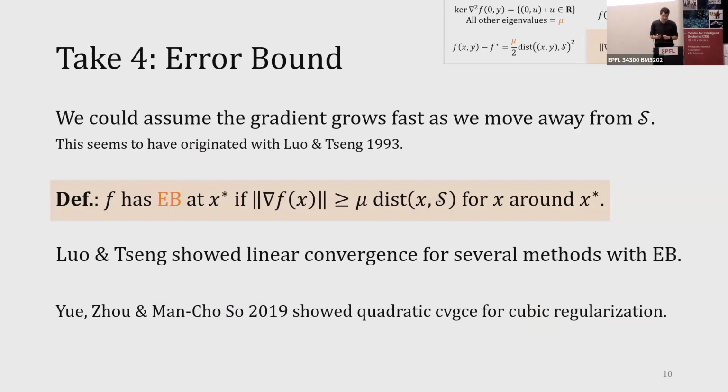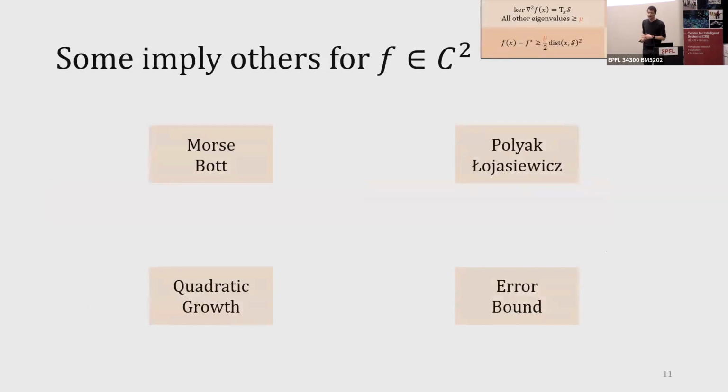All right. Okay, so you have these four conditions. And they're all different, but they also all kind of look the same. And you might wonder, how are they related? There's a number of answers that have been provided. There's one thing that is easy to see if you just sit down and think about it for a few minutes: the Morse-Bott condition, this one at the top, implies all of the others.